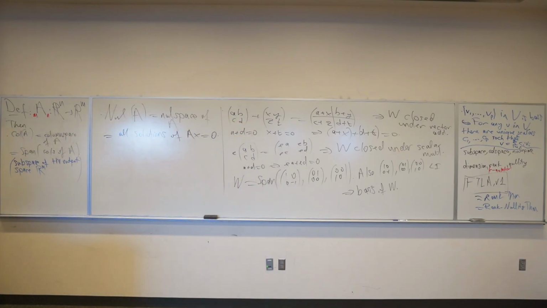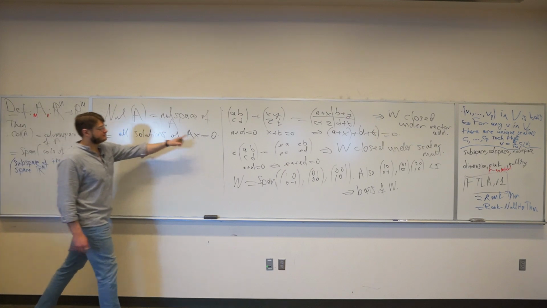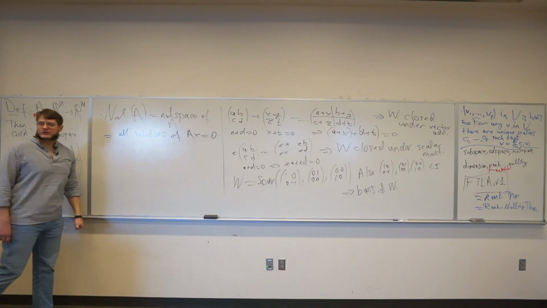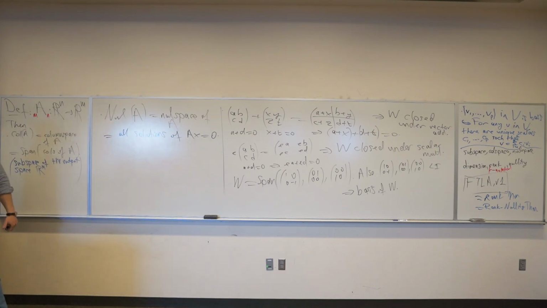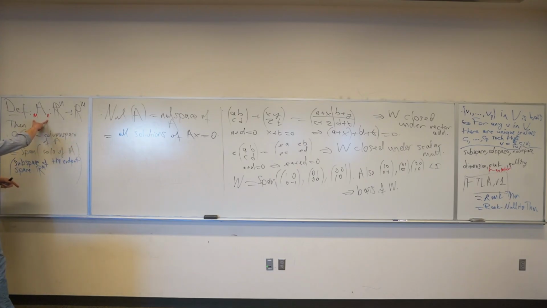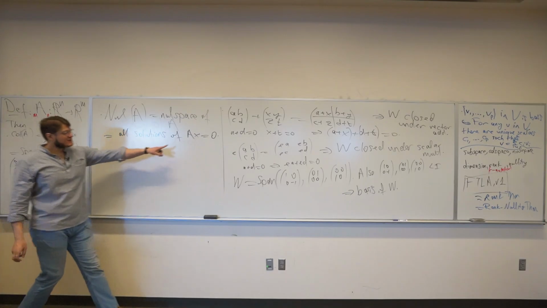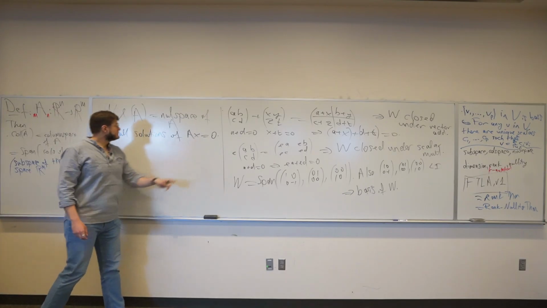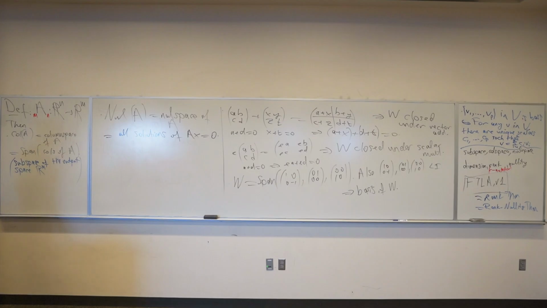So in a sense, null space is all vectors in the input space that A transforms to the 0 vector. Now, this is m by n, so the input space is n-dimensional. So any x here is an n-dimensional vector, which means that null space is going to be a subspace of Rn, not Rm.